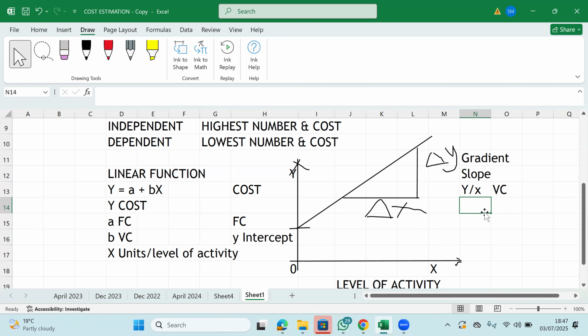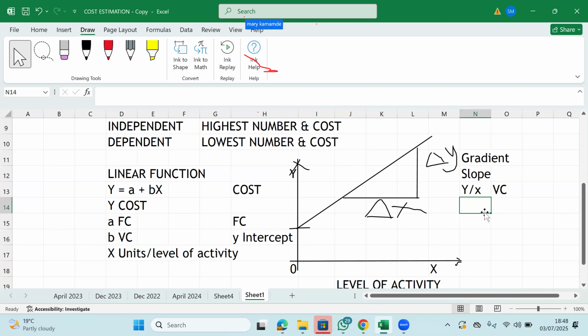So usually after getting your gradient or the slope, you now go and feed into your variable cost. You pick either the highest or the lowest and substitute so that you can get your X. In most cases it's usually a little bit difficult to get your fixed cost, unless you do a graph. But if you were to do it mathematically, you'd say you know what your Y is. Your Y is the corresponding cost.